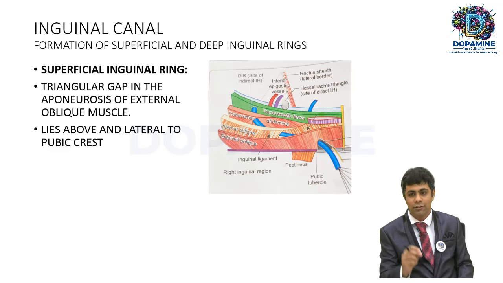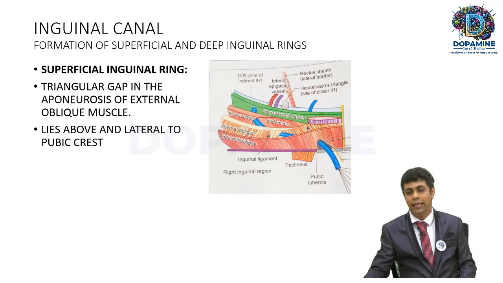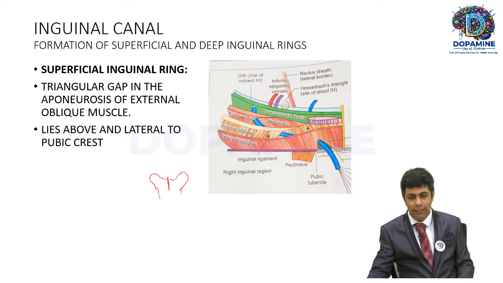Like I told you, it is a triangular gap in the aponeurosis of the external oblique muscle. You can all look at this picture here. You can see the defect there. It's a triangular defect present in the aponeurosis of the external oblique muscle. It lies above and lateral to the pubic crest. Let me draw the pubis bone here. This is the pubic symphysis, and let me draw the pubic bone here. We can draw the two parts of the pubic bone here. We have the inguinal ligament which is coming and attaching to the pubic tubercle. The projection is called the pubic tubercle.